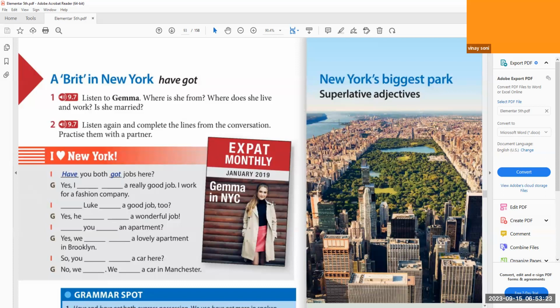Obviously, we are saying a Brit. Articles are used before nouns. A girl in New York, a boy in New York, right? A Brit in New York. Brit is a noun. It refers to somebody who is from Britain. So we call them a Brit. The plural is Brits.